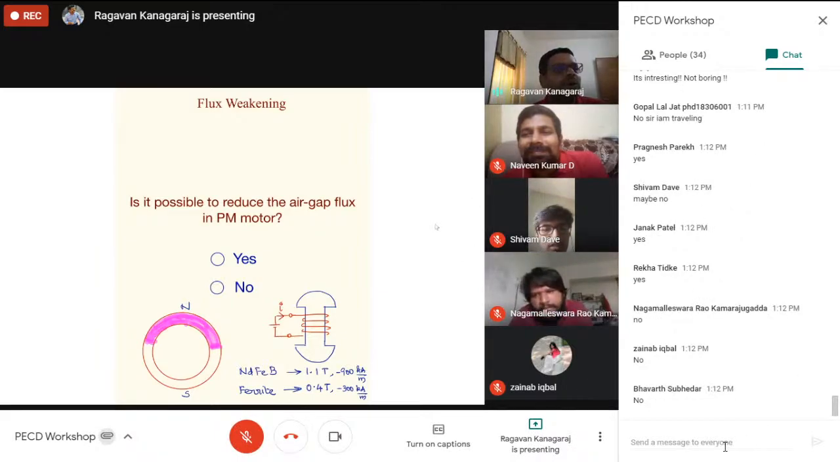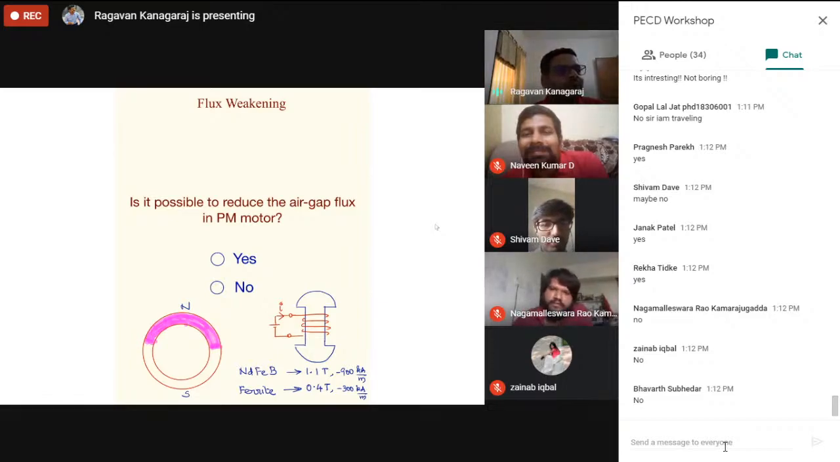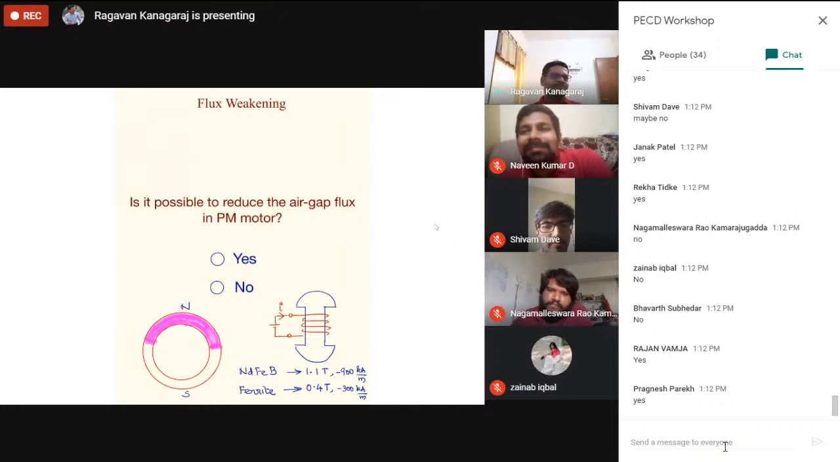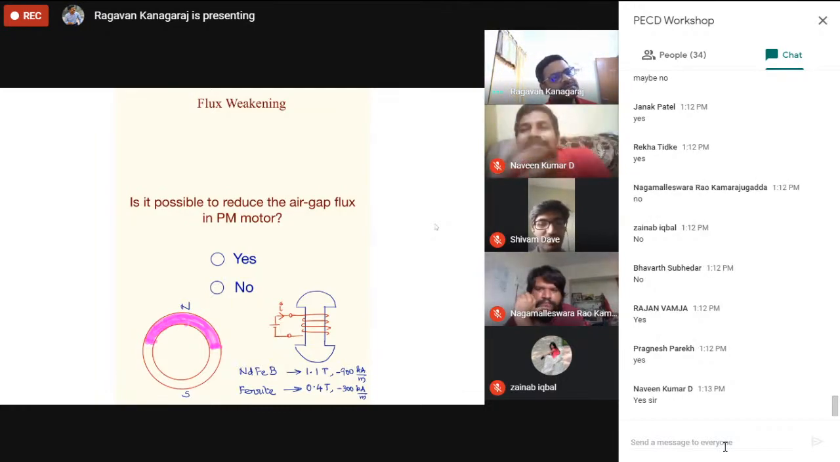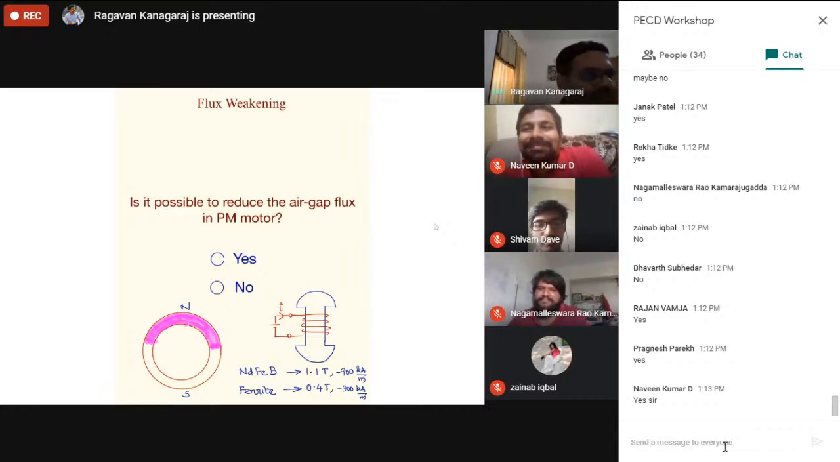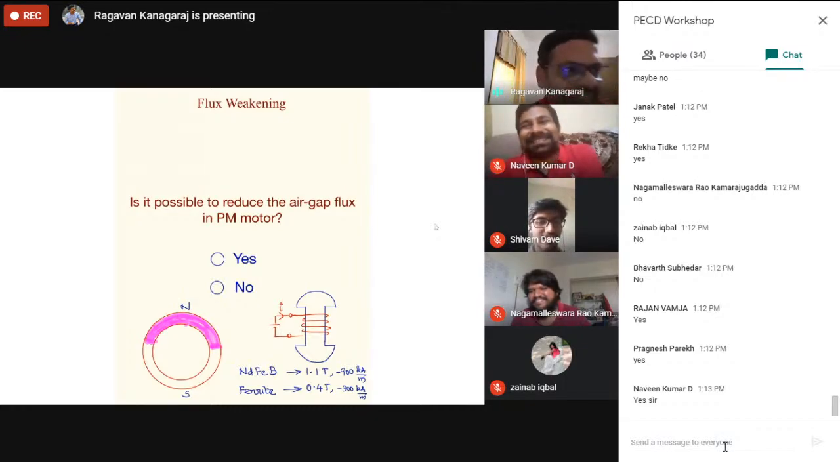Shivam says, maybe no. Naga Malleshwara says no. Sign up says no. Rajan says yes. Pragnesh says yes. So the no people, that strength is more. Majority is no people. So they are going to win, I think. Naveen Kumar says yes. Majority is no people. For that, you are saying yes. Or you are saying that reduction in air gap flux is possible. For that, you are saying yes. Answer for the question. Okay, answer for that: yes. Again, Naveen Kumar waited to see what people are saying, where the crowd is going. Okay, so let them go.